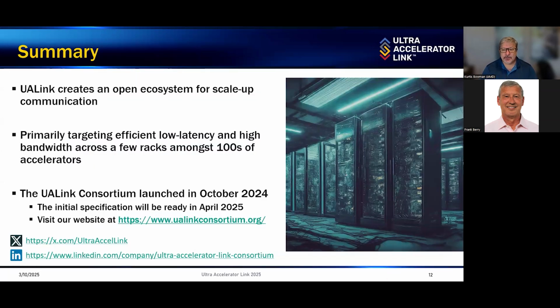And just to close it up, we think UALink is important because it creates this open ecosystem for scale up. It primarily targets that efficient, low latency, high bandwidth network that goes across a few racks or up to 1,000 accelerators. And with the launch in October of 2024, we will have our initial specification ready in April of 2025. And I encourage you to visit our website, our LinkedIn site, see our communications out on X as ways to continue to stay up to date with what we're doing.